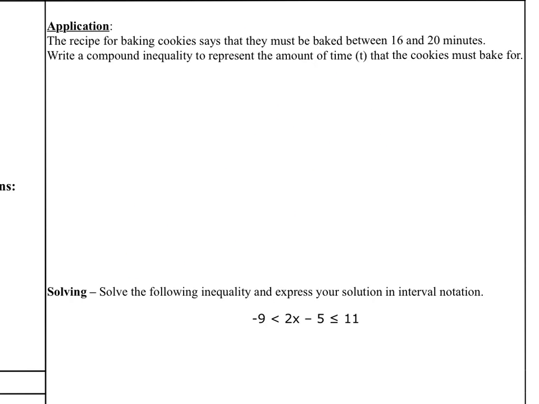All right, so let's look at an application problem here. So we've got a recipe for baking cookies. It says that they must be baked anywhere from between 16 and 20 minutes. Write a compound inequality to express the amount of time t that the cookies must bake for. So I have three numbers here. I've got 16, and then I've got t, and then I've got 20. T is the time for the cookies, and that has to be between 16 and 20.